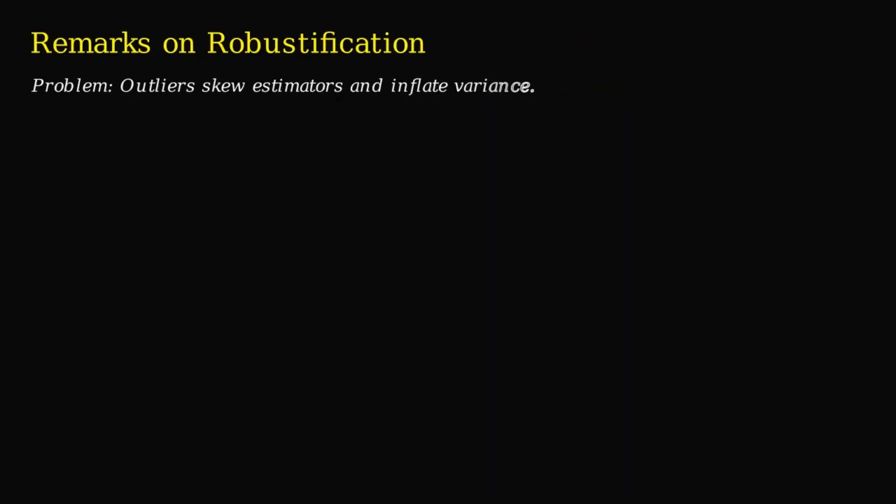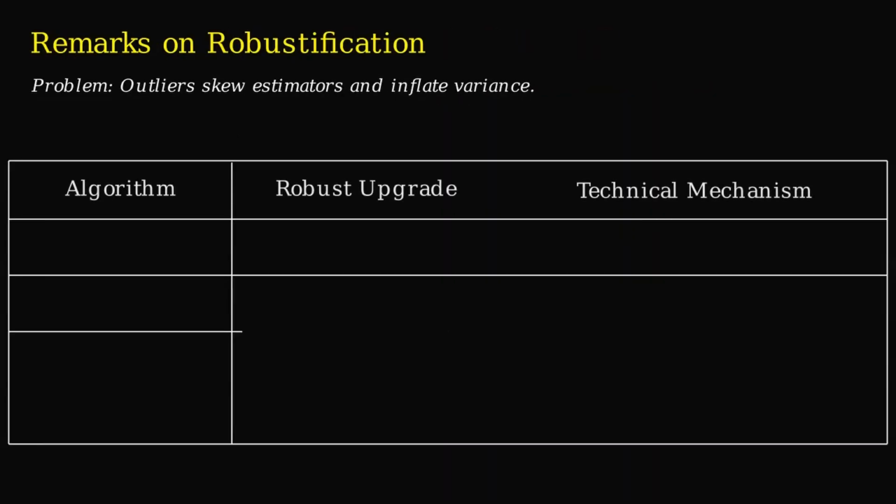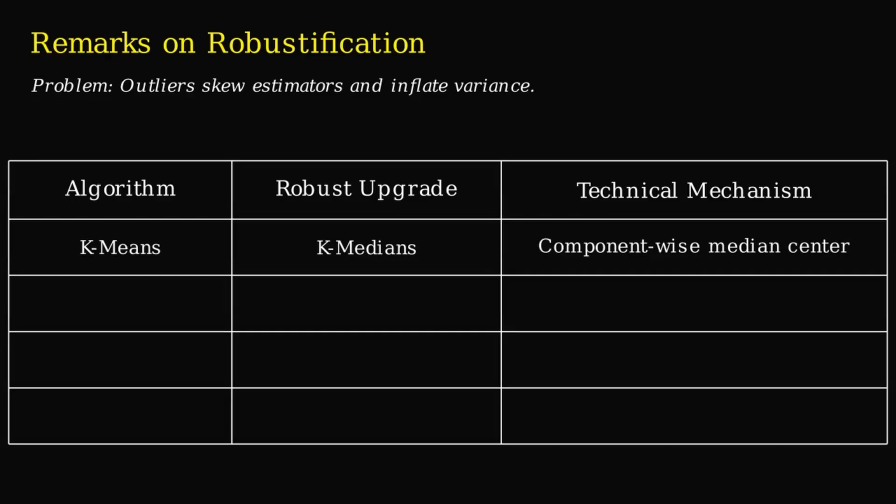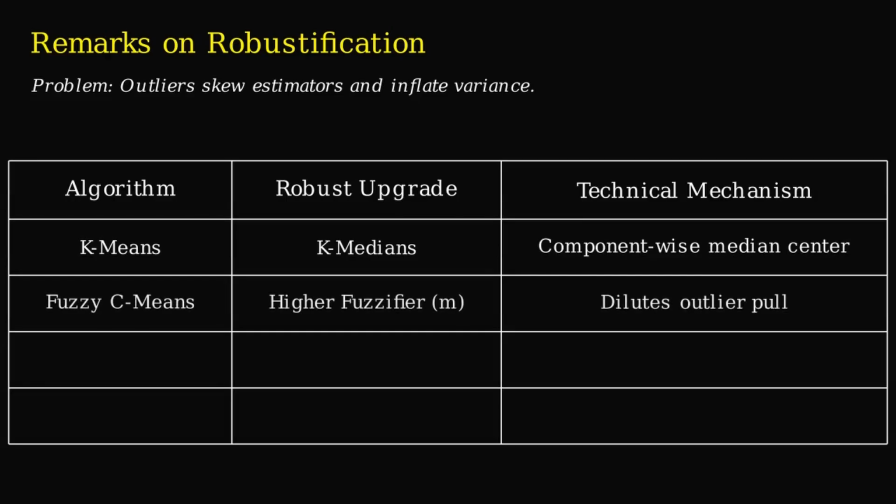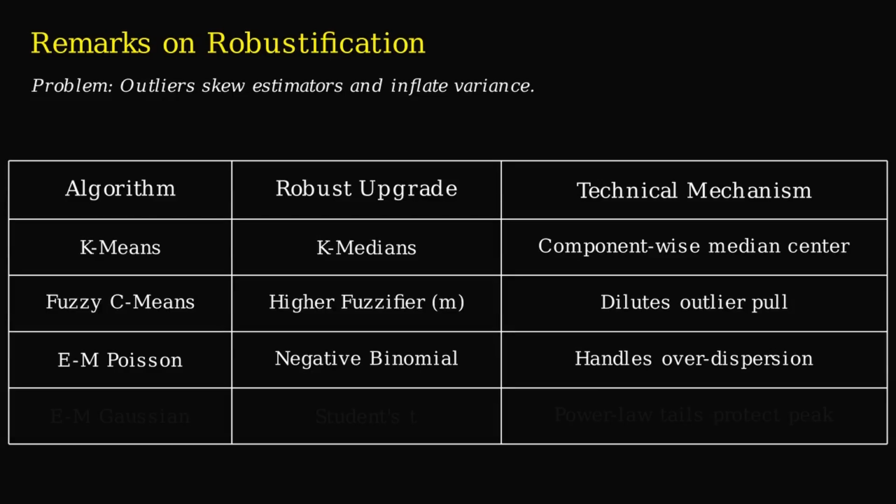Standard clustering assumes data is well behaved, but extreme outliers can pull our means away from their true centers. To robustify, we adjust our computations. In k-means, we move to k-medians, calculating the center as a component-wise median. Because the median only cares about rank, extreme values cannot shift the centroid.